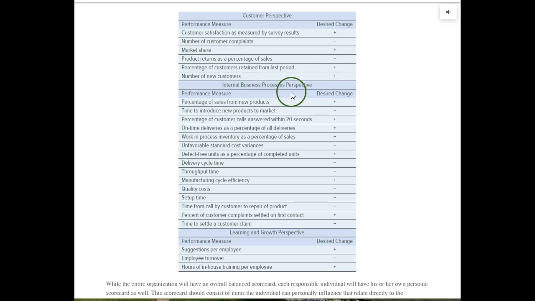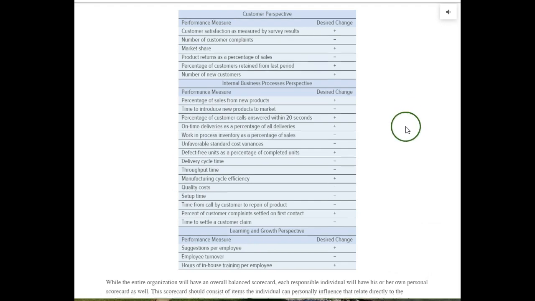Internal business processes perspective. You would like to have percentage of sales from new products increase. Time to introduce new products to market, let's decrease that time. You want to answer your customer's phone call within 20 seconds. You want to increase that performance. Down here, remember the delivery cycle time and throughput time. You would like that time to decrease. Your manufacturing cycle efficiency increase. And get down here to the learning and growth perspective. Suggestions per your employees, you would like that to increase, and you would like to decrease employee turnover. So these are just some of the measures a company can have in their company.